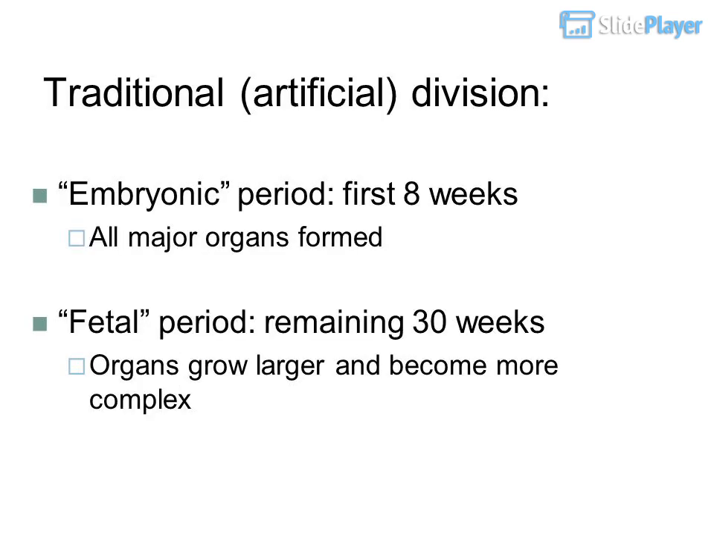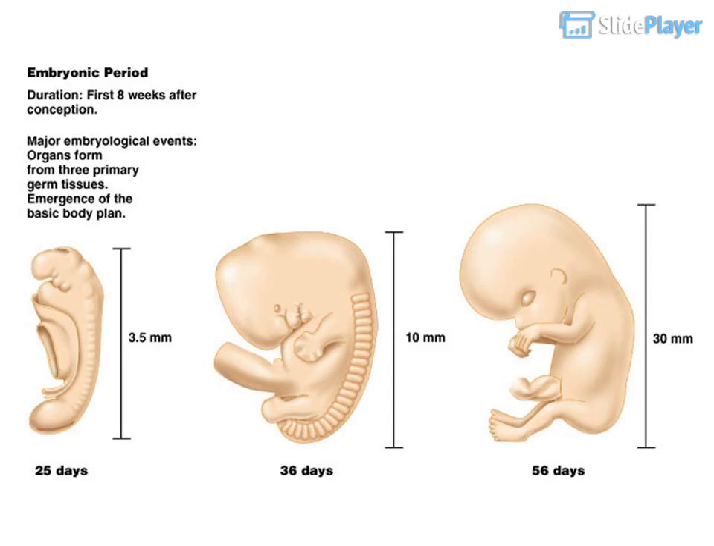Traditional, artificial, division. Embryonic period, first 8 weeks. All major organs formed. Fetal period, remaining 30 weeks. Organs grow larger and become more complex.